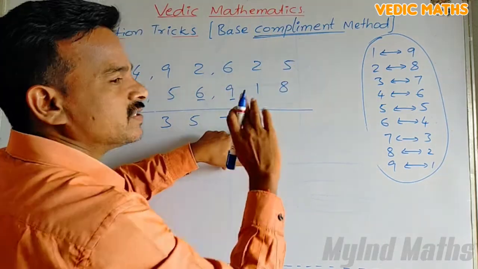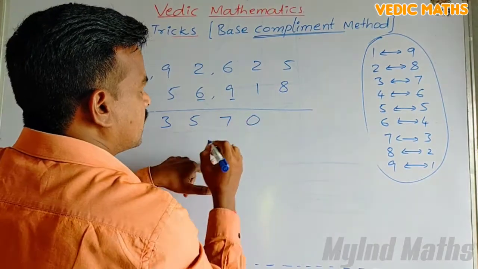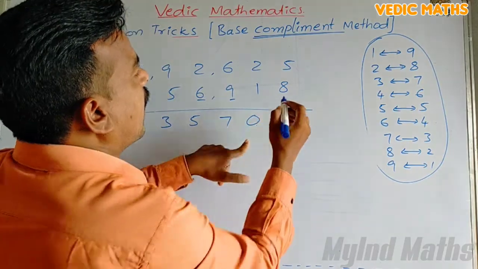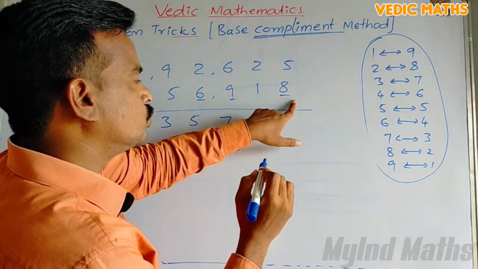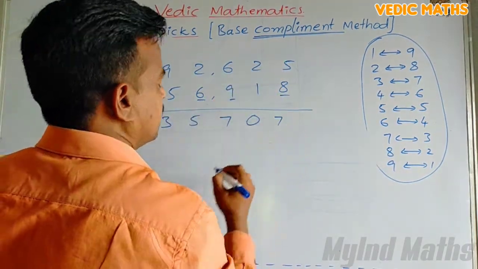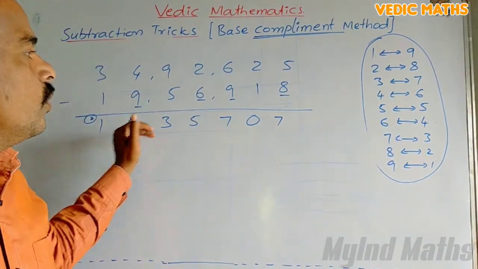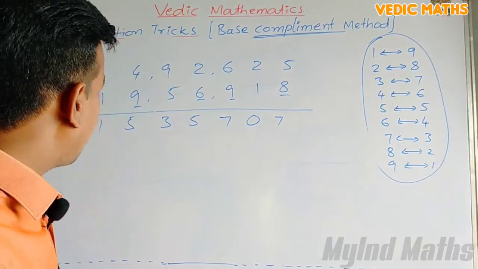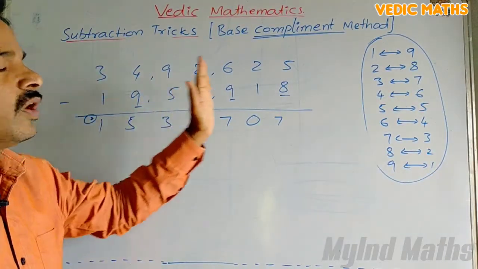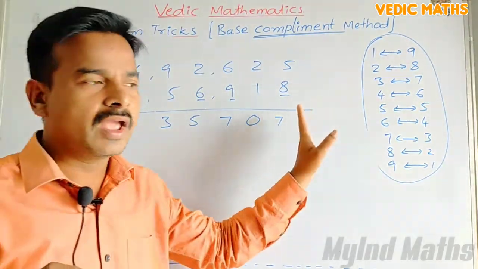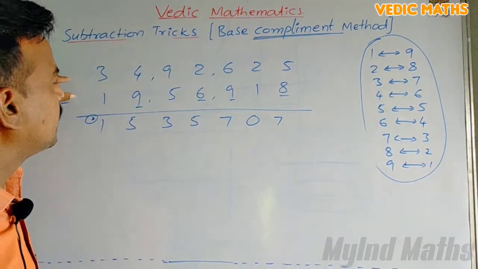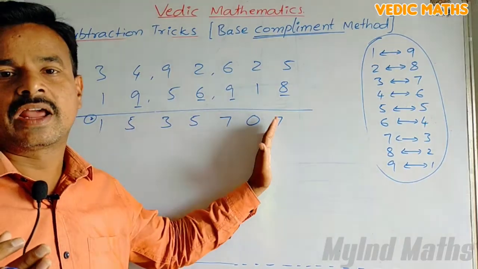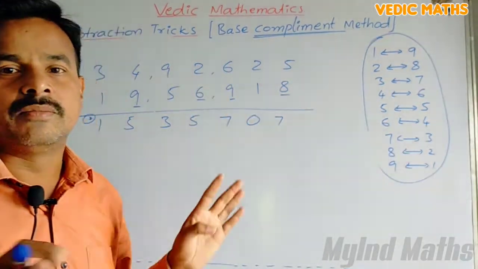But 5 minus 8 is not possible. So what is 1 less than 1? That is 0. You write here. And what is the complement of 8? 2. 2 plus 5 equal to 7. That is why we can do this subtraction very easily in one step only, and also from left side to right. In that way only we can do this subtraction without any mistake.